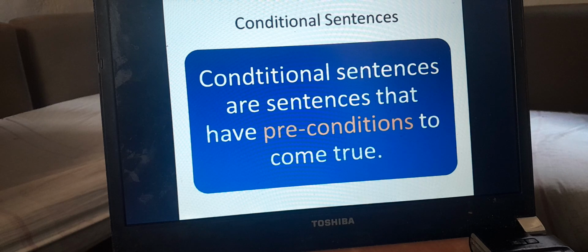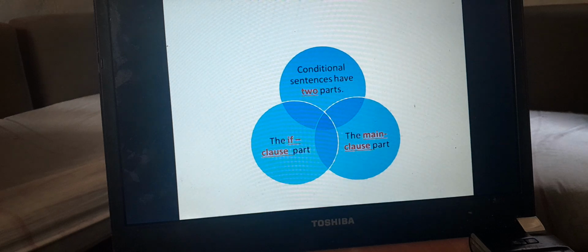Hello, guys. Today we are going to learn about conditional sentences. Conditional sentences are sentences that have preconditions to come true. When we are talking about conditional sentences, there are two things that should come to our mind. These are the if clause part and the main clause part.